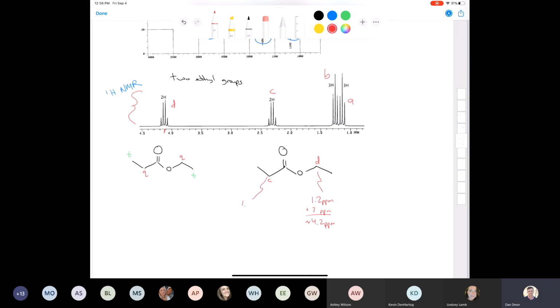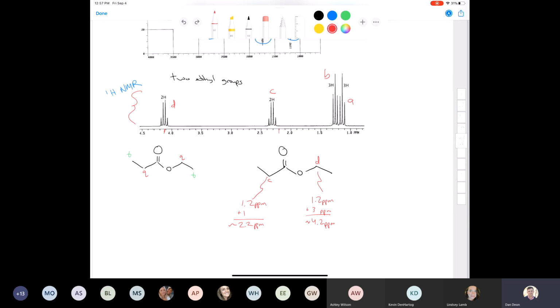You can check that if you want. The baseline of a methylene is 1.2 parts per million. I'm going to add 1 part per million because it's next to a carbonyl group. That would give me 2.2 parts per million. Again, this is just an approximation, and we get 2.2, which is pretty close. So that seems reasonable. Now we have to figure out B and A.